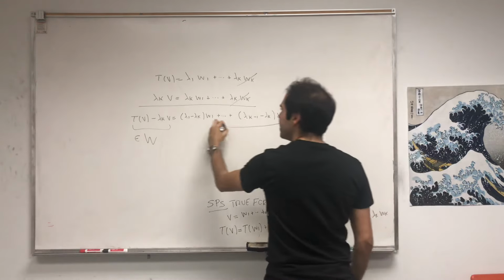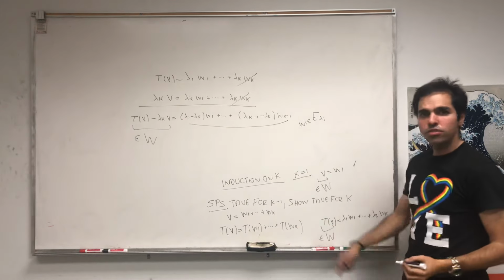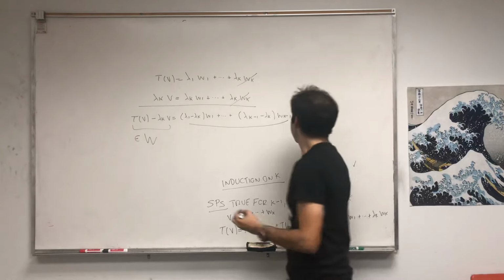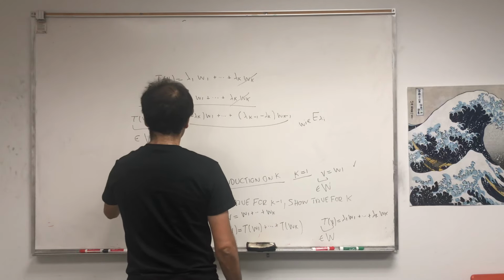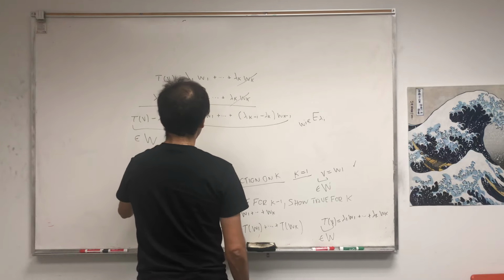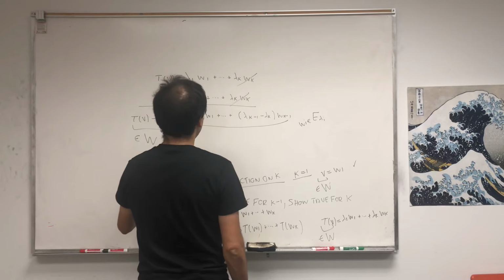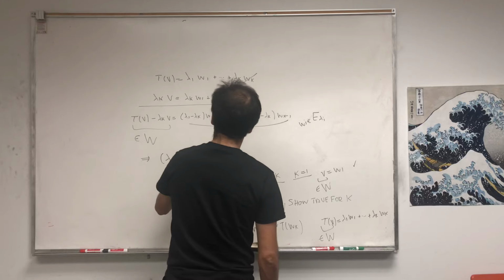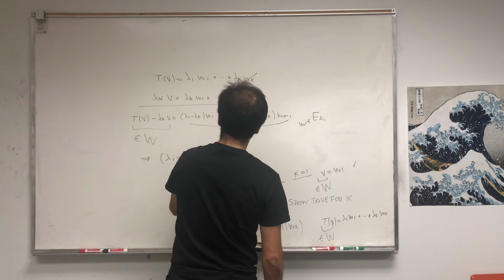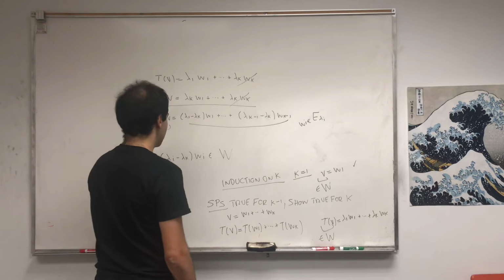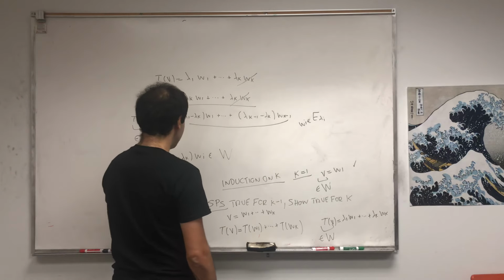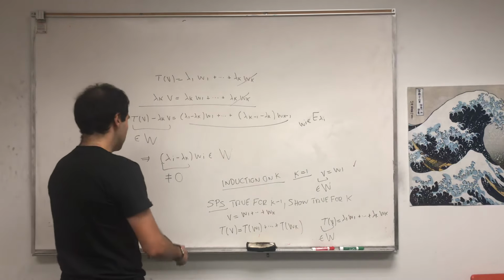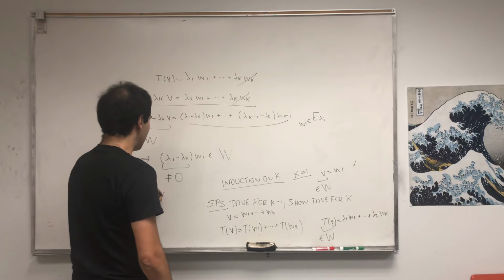But because there are only k minus 1 of those vectors, we get that each vector is in E of lambda i. So it is in Wi. So basically, Wi minus Wk, it's in E lambda i. Sorry, it's in W. But because those are non-zero numbers, because everything is distinct, we eventually get that Wi is in W.